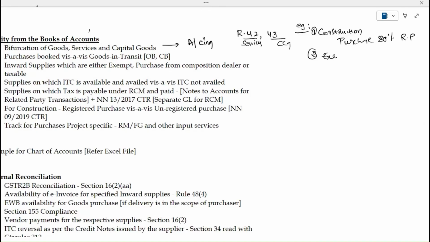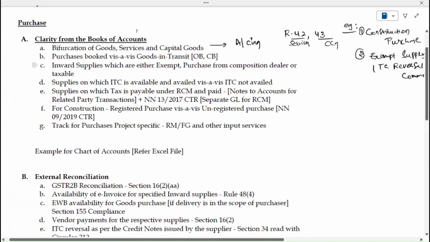exempt supply. Whenever there is an exempt supply, ITC reversal under Rule 42. For Rule 42, I need to do this on common services. So what we need to know, whatever purchases we have done, are we in a position to identify goods, services, capital goods. So if there are common services, on those common services, I'll apply Rule 42.